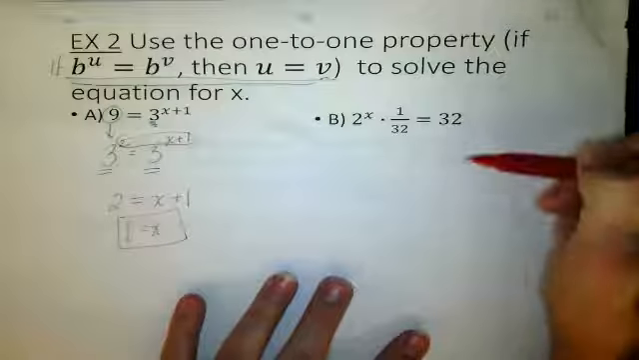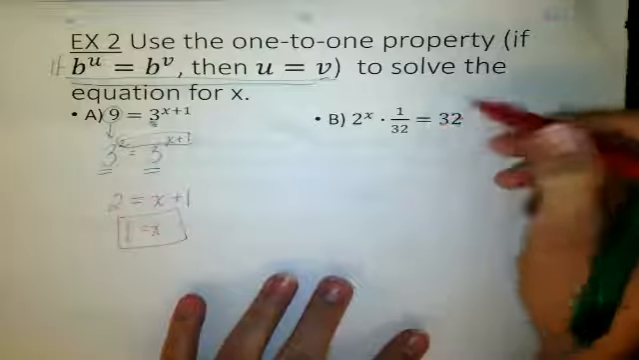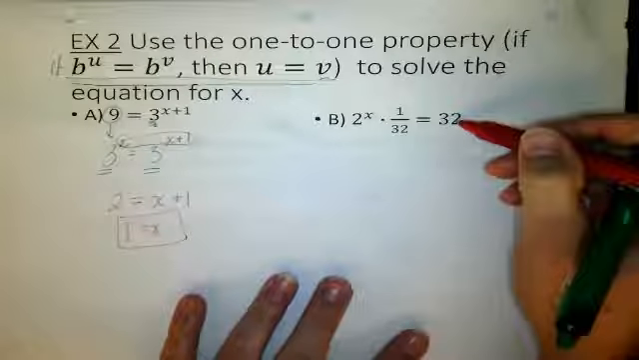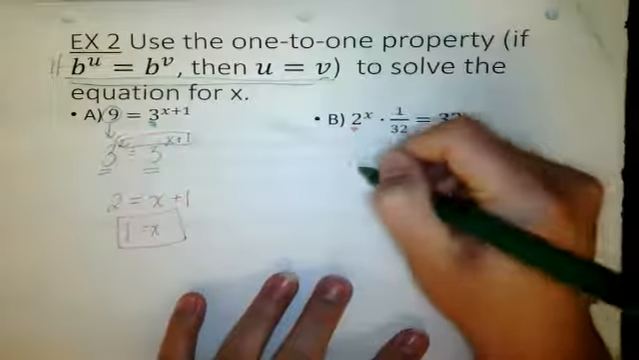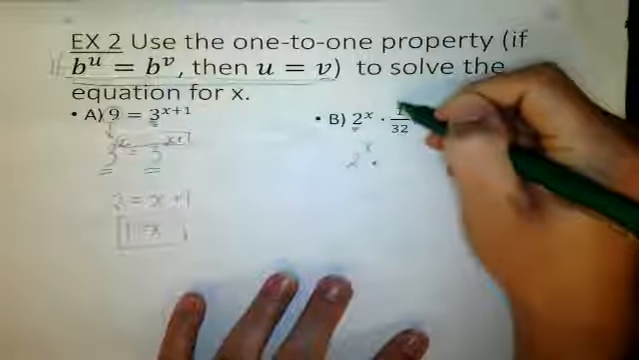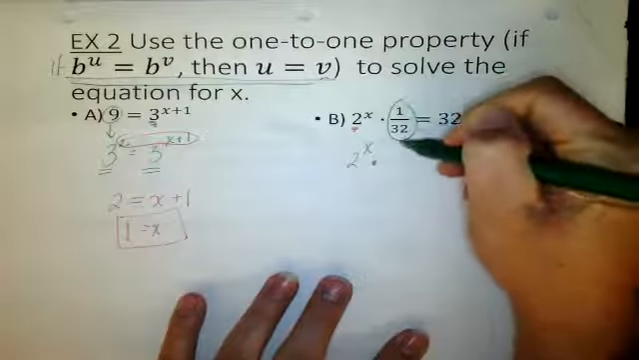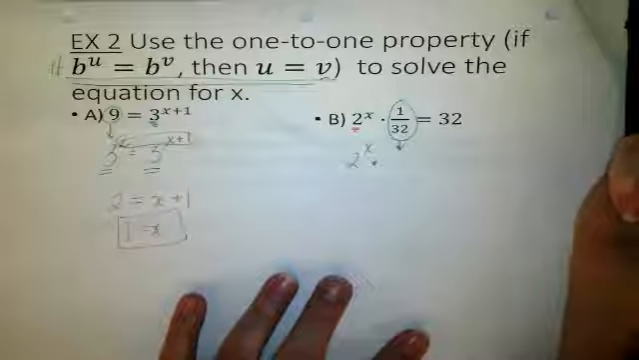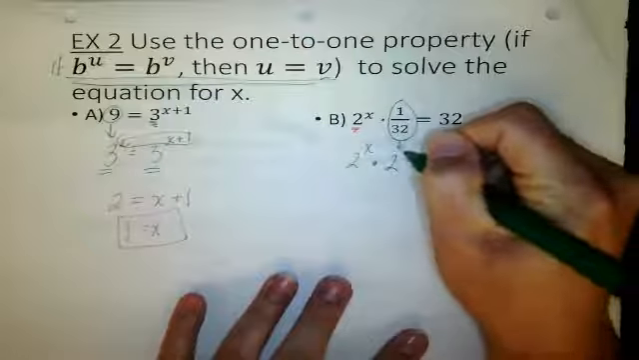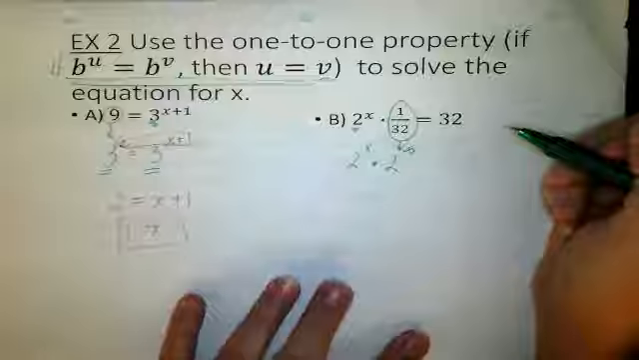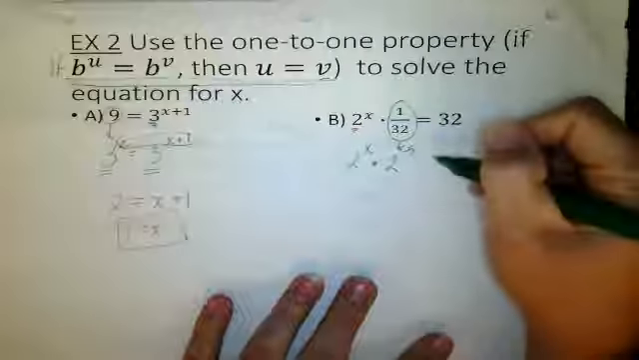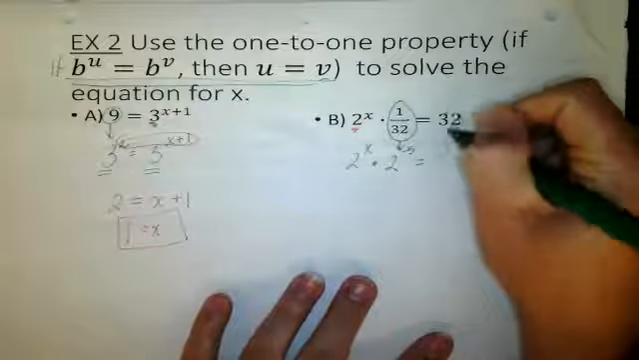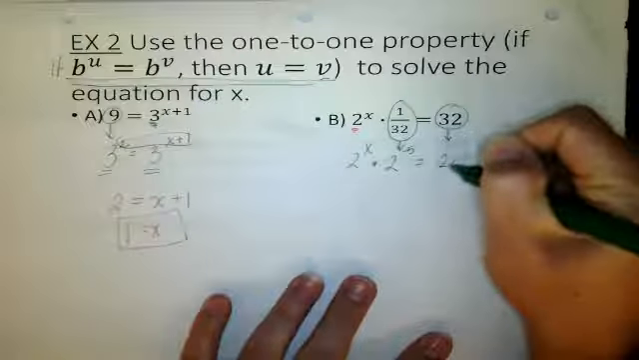So again, 2 to the x times 1 over 32 equals 32. I want to again think about rewriting things with the same base. So I have a nice base of 2 there. I think I'll keep the nice 2. And what I'd like to do is trade in the 1 over 32. What can I trade in the 1 over 32 for? 2 to the negative 5 power. Very good. Negative exponent, fraction. 2 to the 5th, 32. Equals, and again, can I trade in the 32? 2 to the positive 5.